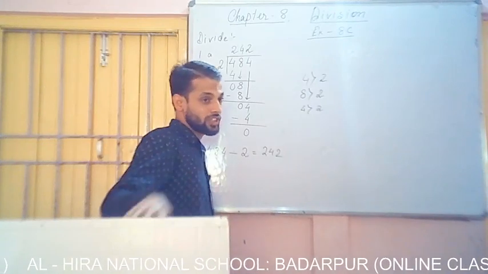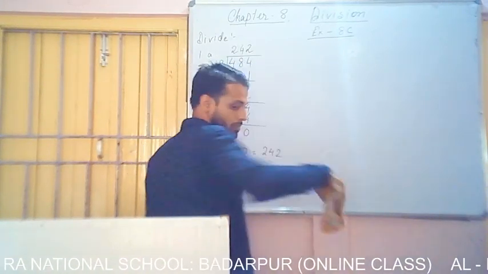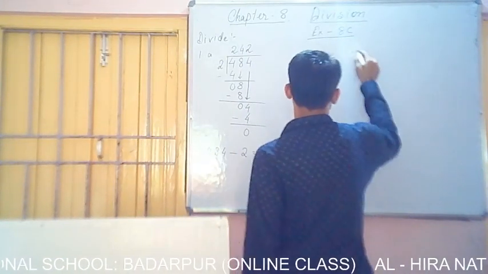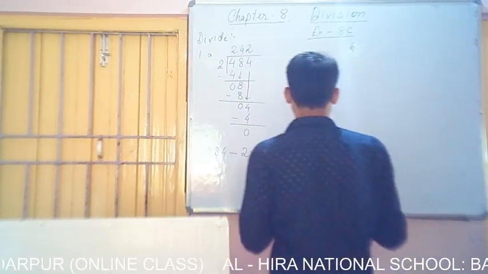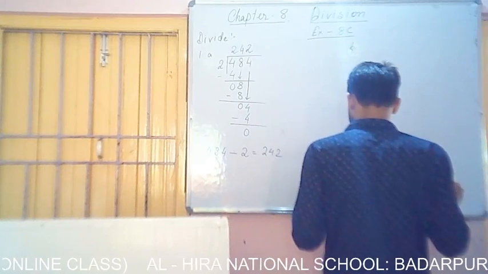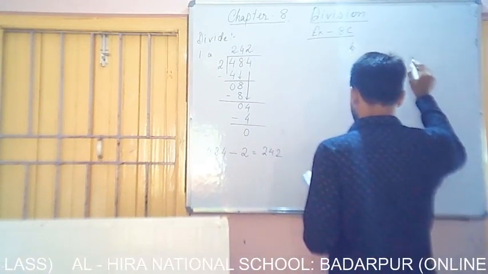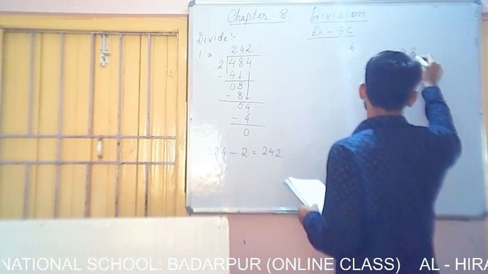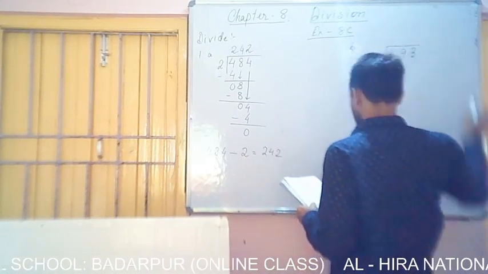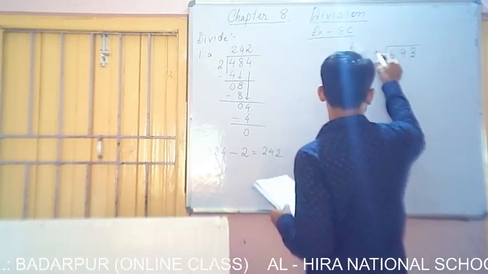So the next question is 1b. 693 divided by 3.